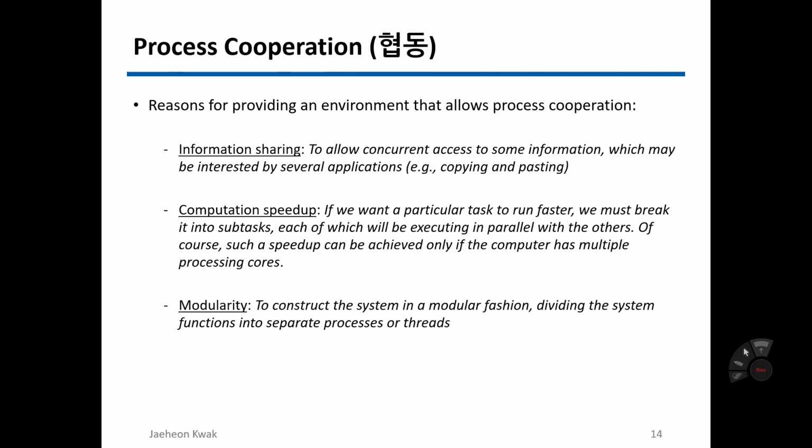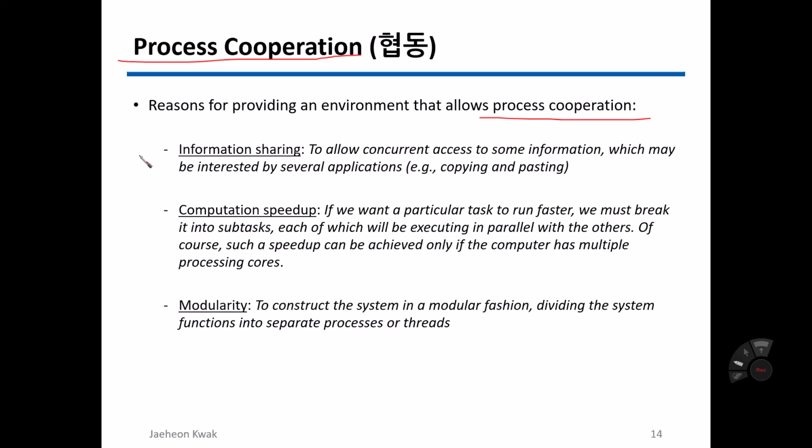So why do we have to support inter-process communication? Inter-process communication means that we can send and receive some data or information among the processes. So one process can send some data to another process. That is inter-process communication. So we have to support inter-process communication for process cooperation. If some processes want to cooperate, we have to support inter-process communication. And there are some reasons for providing this process cooperation.